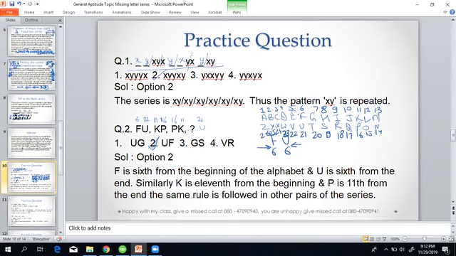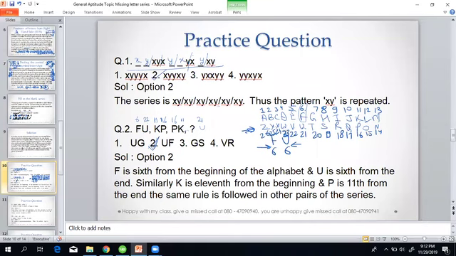So the F is at the 6th position. Okay, U is also at the 6th position from the right hand side. If we calculate from here, 1, 2, 3, 4, 5, 6, right? K is at the 11th position from the left hand side and P is also at the 11th position from the right hand side.